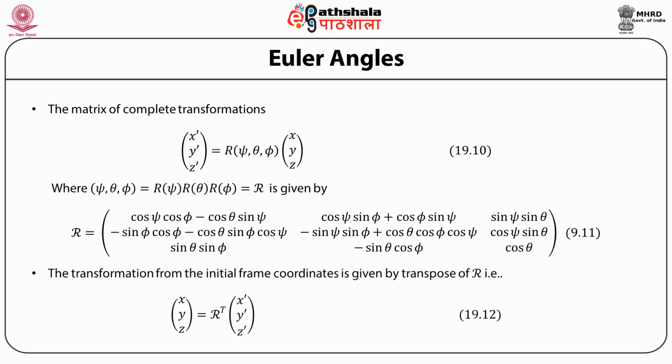Now the transformation from the inertial coordinate frame is given by the transpose of R. That is, to obtain xyz in terms of the inertial coordinates x prime, y prime, z prime, we can obtain that by acting on the vector x prime, y prime, z prime by the transpose of this rotation matrix.